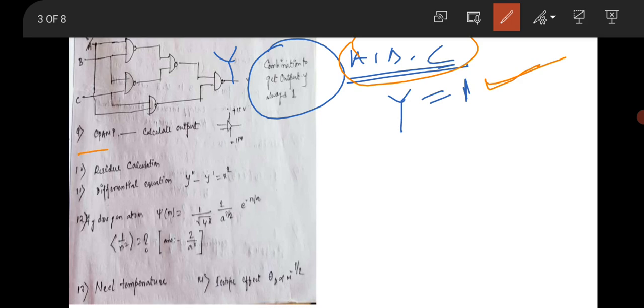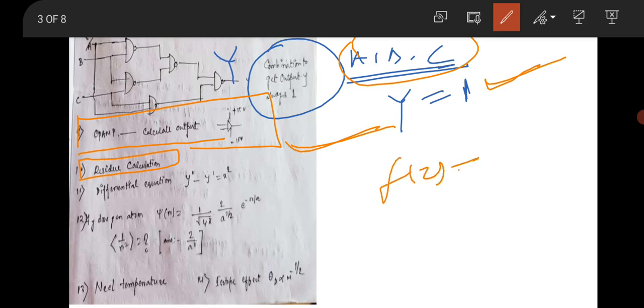Then there is a question from OPAM. Calculation of output was there. This is a simple kind of OPAM, where you apply the virtual ground, then you can apply nodal analysis, and you can find V output easily, no problem. And a residue calculation was there. A simple complex function was given, so you have to calculate the residue. That much I remember. It is for a pole of order 2, so you have to use the residue formula for higher order.